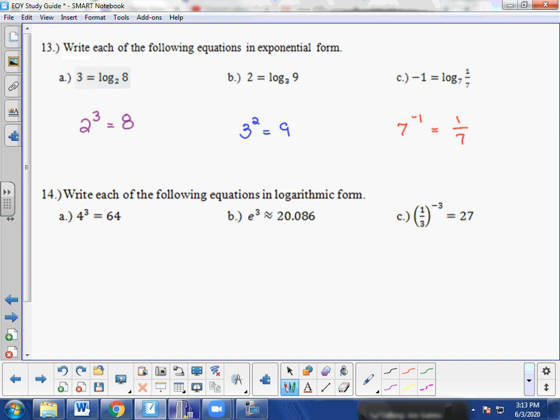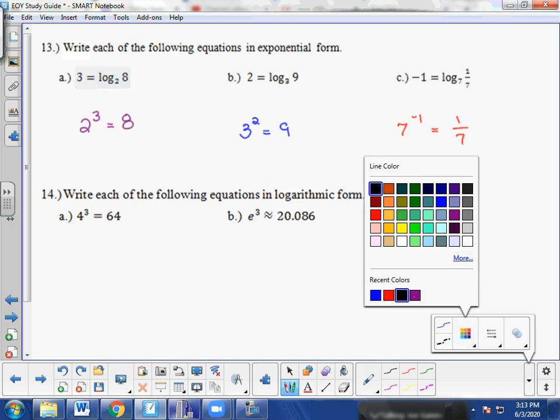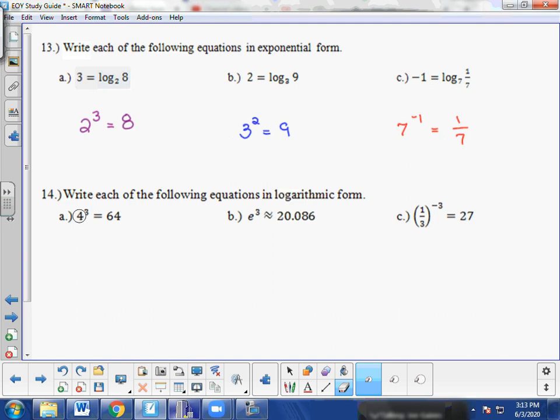In 14, we're going the other direction, but it still follows kind of the same concept. Now, our base is the number we see written here. So then we would write this as log base 4. The output of this function, 64, becomes the input of the logarithm. So log base 4 of 64 equals, then the input of the exponential becomes the output of the logarithm, 3.